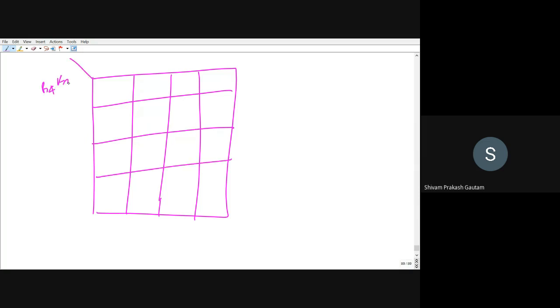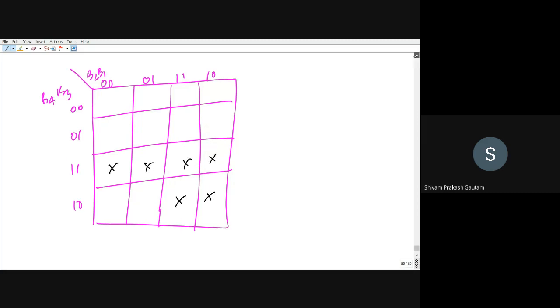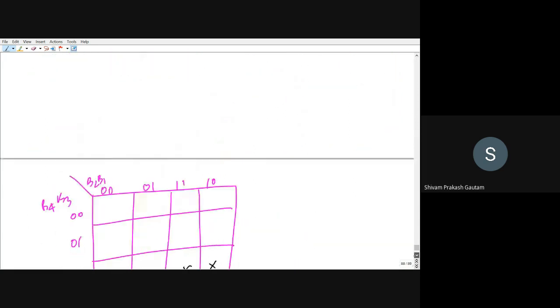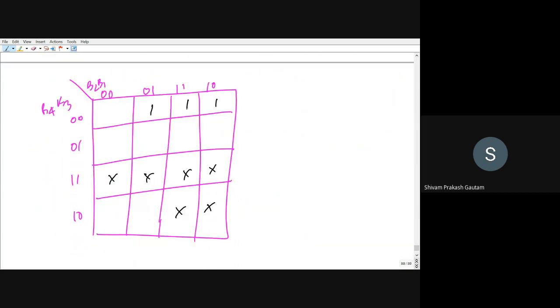B4, B3, B2, B1, with 00, 01, 11, 10. So 10, 11, 12, 13, 14, 15 will remain the don't care. And just see where min terms are present for X3: 1, 2, 3, 4, 9. So 1, 2, 3, 4, and 9 will be where? Here, I think. Right?